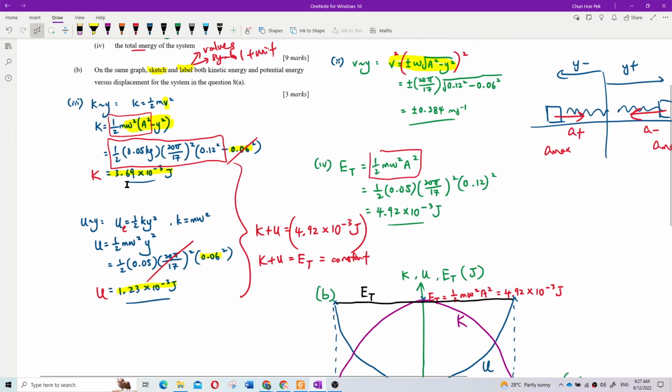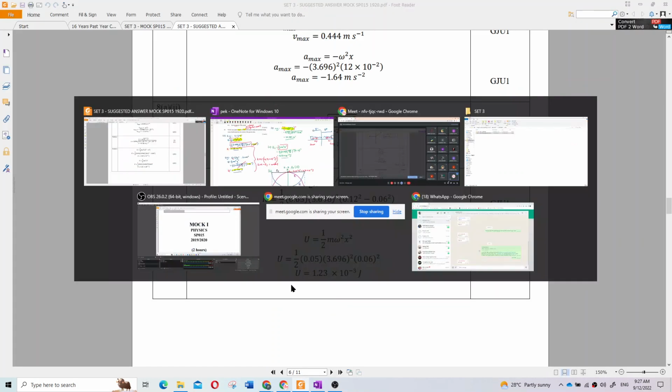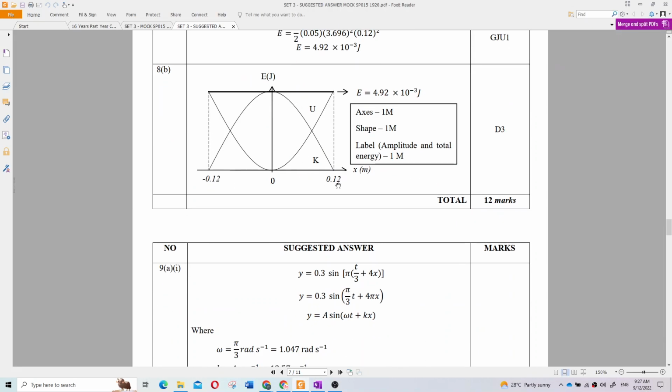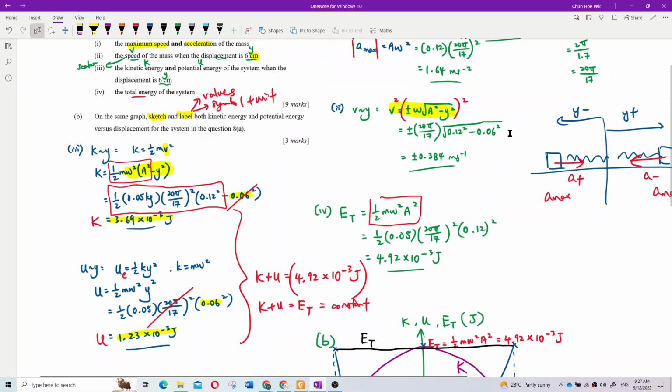Kinetic energy is 3.69 times 10 to the negative 3 joule. Correct. And then 1.23 times 10 to the negative 3, potential energy. Correct. And then for the graph, total energy is 4.92 times 10 to the negative 3. Correct. Is my graph correct or not? This is the potential energy graph, U, then the kinetic energy graph, and here is 4.92 times 10 to the negative 3. Okay, class, understand? Everything is correct.